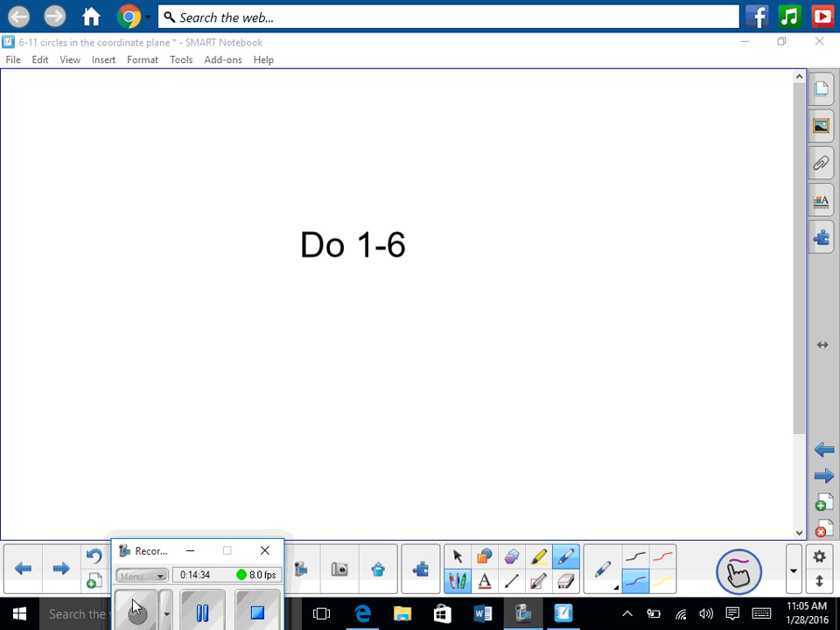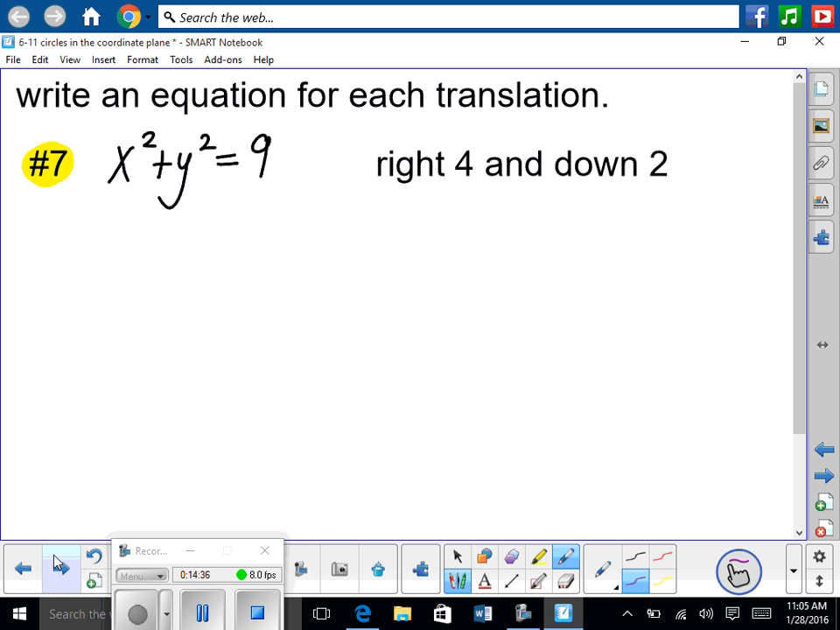And here we go. So it says, write an equation. I'm doing number 7. It says write an equation for each translation. So we are at x squared plus y squared is equal to 9. We're at no shift left and right, nothing added with x, no shift up and down, right? So we're at the center right now. We're now shifting right 4, so that would be 4 comma down 2. Wouldn't that be 4, negative 2? Is everybody comfortable with that? If you took the center of your circle, went right 4, down 2, wouldn't it be that new center, 4, negative 2?